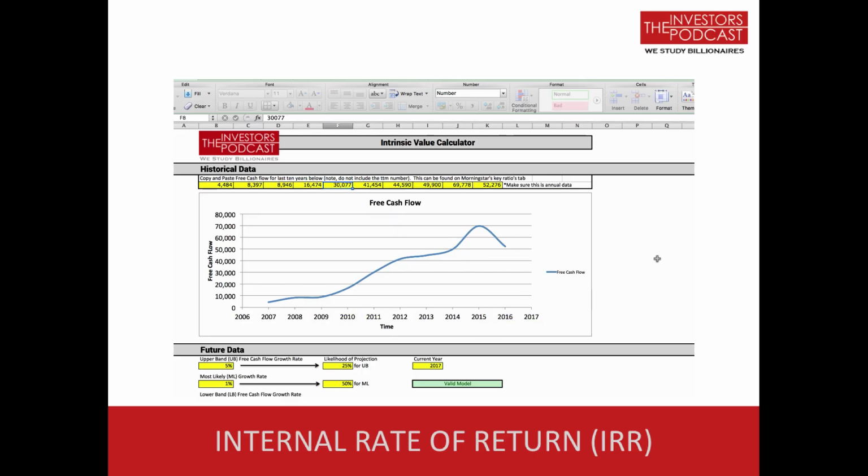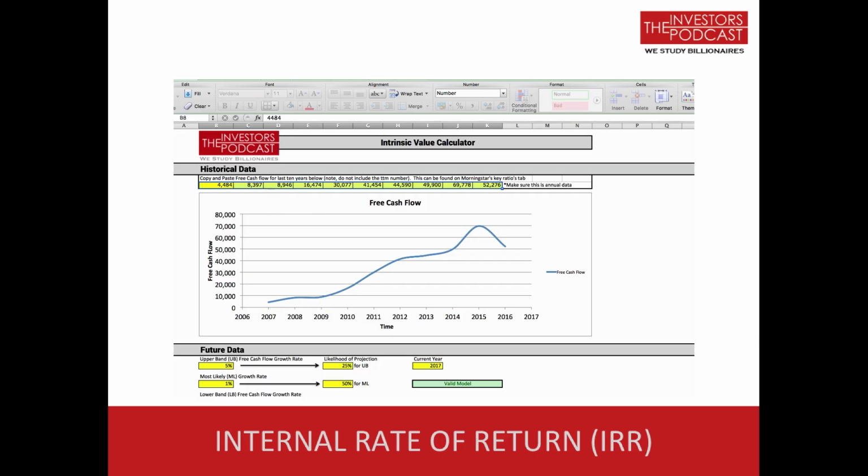So let's go ahead and start at the top of the chart. So it says historical data. And what you're putting in here is the free cash flow of whatever business you want to input here. And the numbers that are in here right now are for Apple. And these are the free cash flows of Apple in the past 10 years. So if you go back and you would chart this, this is what their free cash flows look like up to 2016. And these are all annual data.